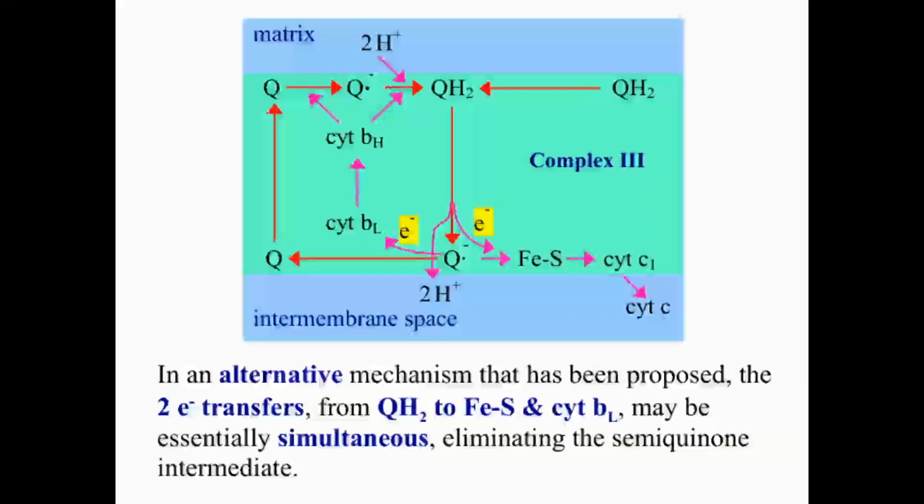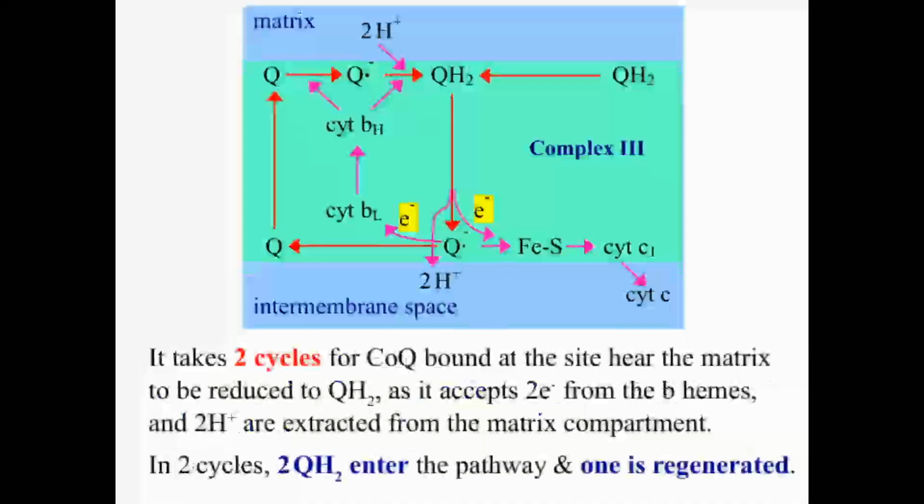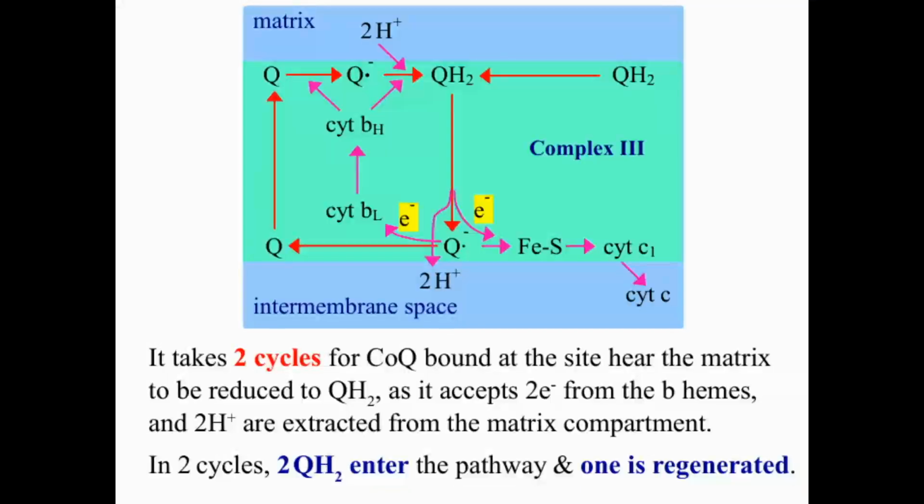So it takes about 2 cycles for CoQ, which is bound near the matrix, to be reduced to QH2. This process happens as CoQ accepts 2 electrons from the B hemes, and at the same time, 2 protons are extracted from the matrix compartment. Essentially, in just 2 cycles, 2 molecules of QH2 enter the pathway, but interestingly, one of them gets regenerated in the process. This is a crucial step because it highlights how electrons and protons are transferred efficiently within the electron transport chain, ultimately driving the production of ATP. It's a fine example of how the system maintains a balance, recycling molecules while moving electrons forward.